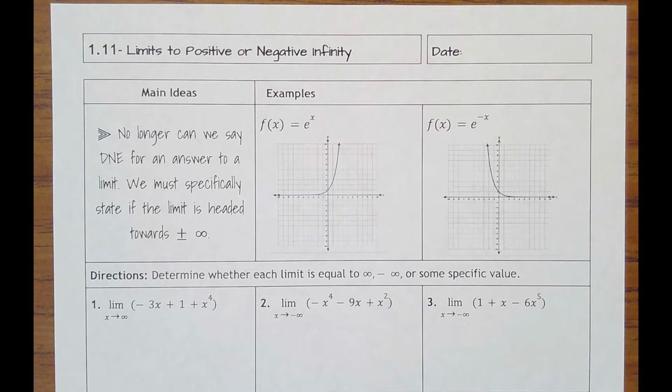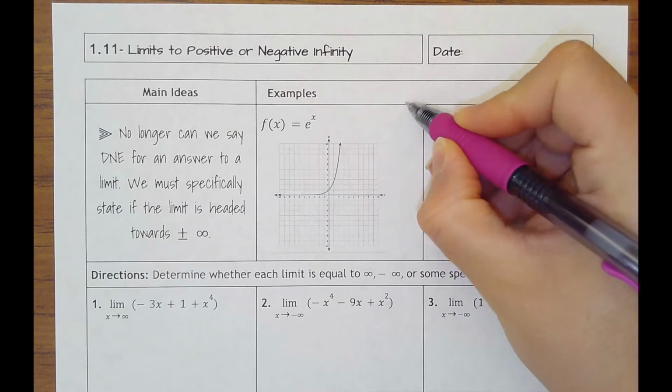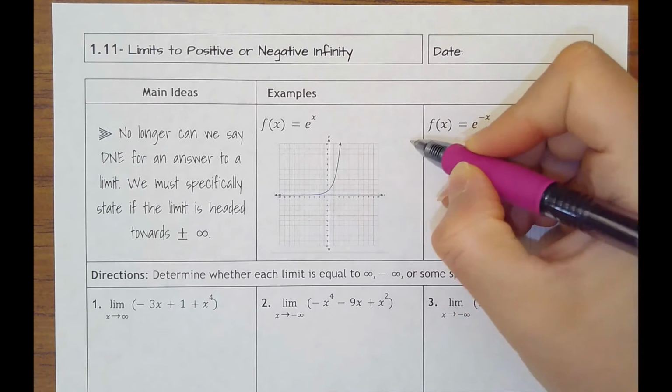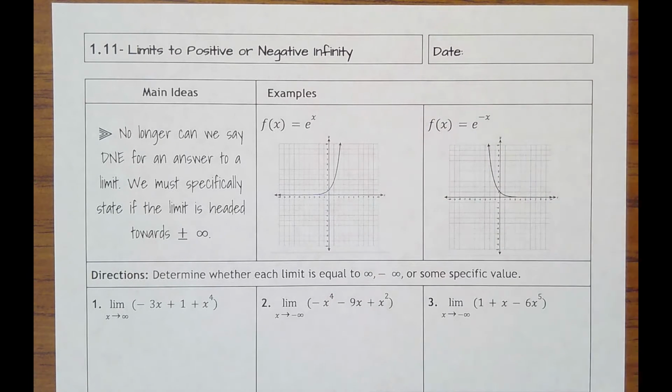Lesson 1.11, limits to positive or negative infinity. What's different about this lesson is that we can no longer say does not exist for an answer. We're going to have to specifically say whether it's headed towards positive or negative infinity. So those were those functions that have a slant asymptote where the end either goes up or goes down. So you're going to have to say which way is it going? Is it going towards positive infinity or negative infinity, a big number or small number?